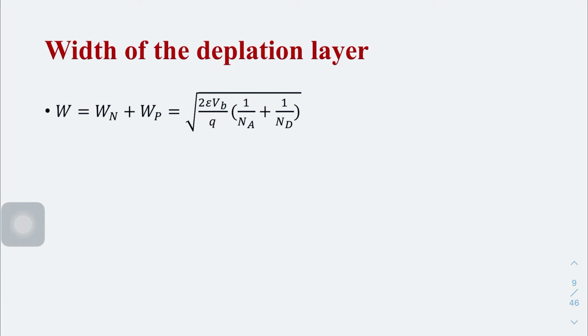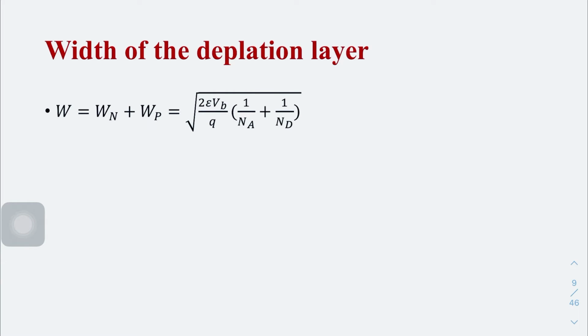Let us see how we can calculate the width of the depletion layer, because the width of the depletion layer consists of two parts. The part located in the n side, which we denote by Wn, and another part located in the p side, which we denote by Wp. The total width is equal to the square root of 2 epsilon Vb over Q, multiplied by 1 over Na plus 1 over Nd.